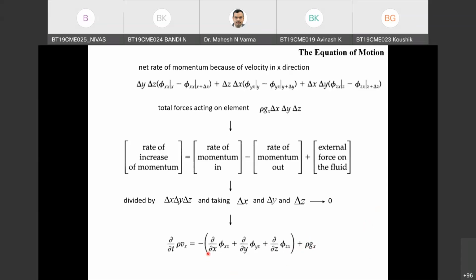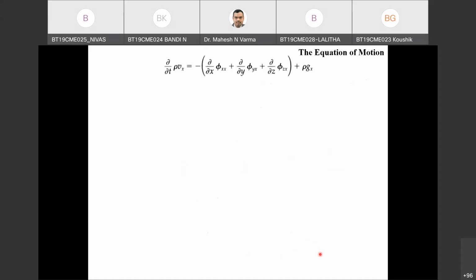So what will be the generalized shell balance equation for z momentum? ∂/∂t of ρvz equals minus of ∂/∂x of φxz plus ∂/∂y of φyz plus ∂/∂z of φzz, plus density into gz. Very good. So this is the z momentum balance equation.